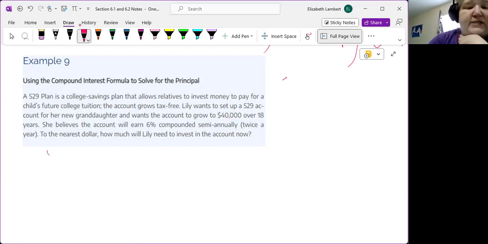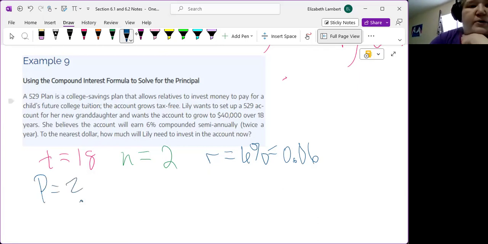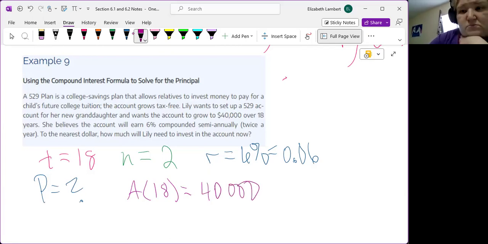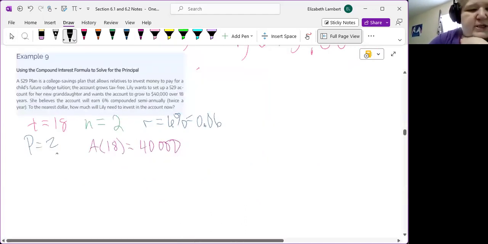So we know our T is 18. We know our N is twice a year. We know our R is 6%, which is 0.06. Our principal is our unknown, but our end amount is supposed to be 40,000. All right. So let's write our formula.